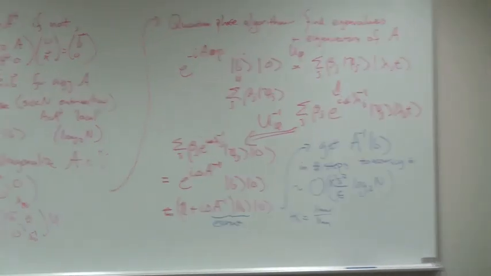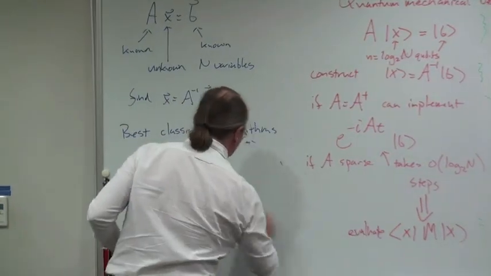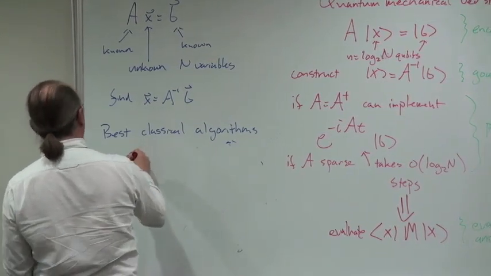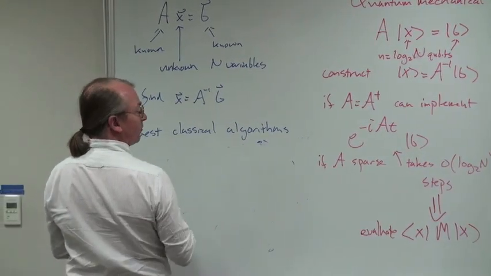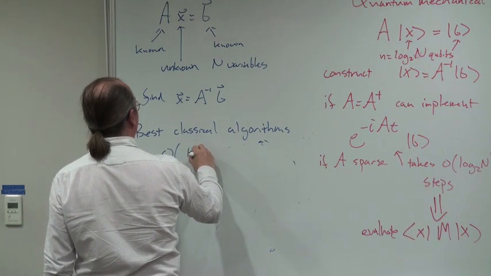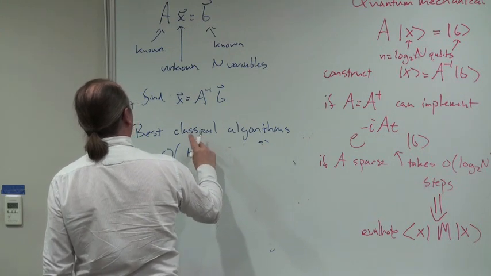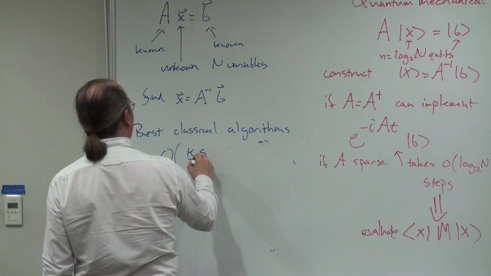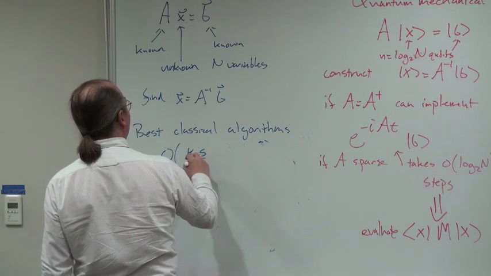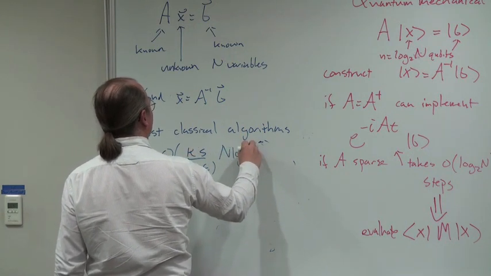And let me see, the best classical algorithm, I seem to recall, takes time of order kappa squared s, maybe just kappa s, I don't remember exactly, over log of epsilon, so minus log of epsilon times n log n.